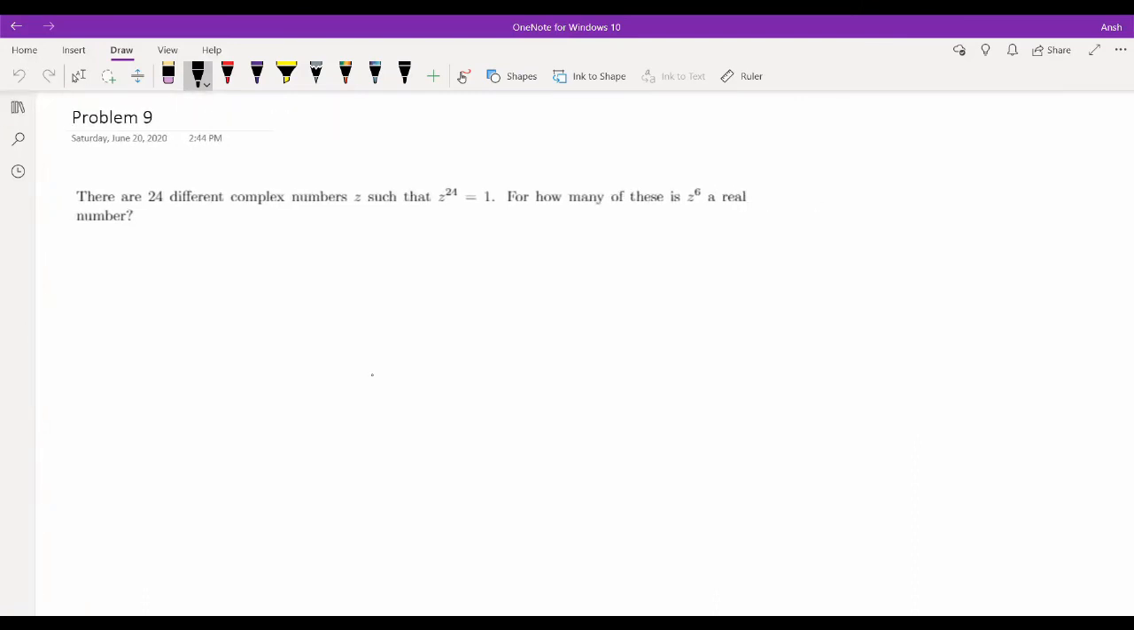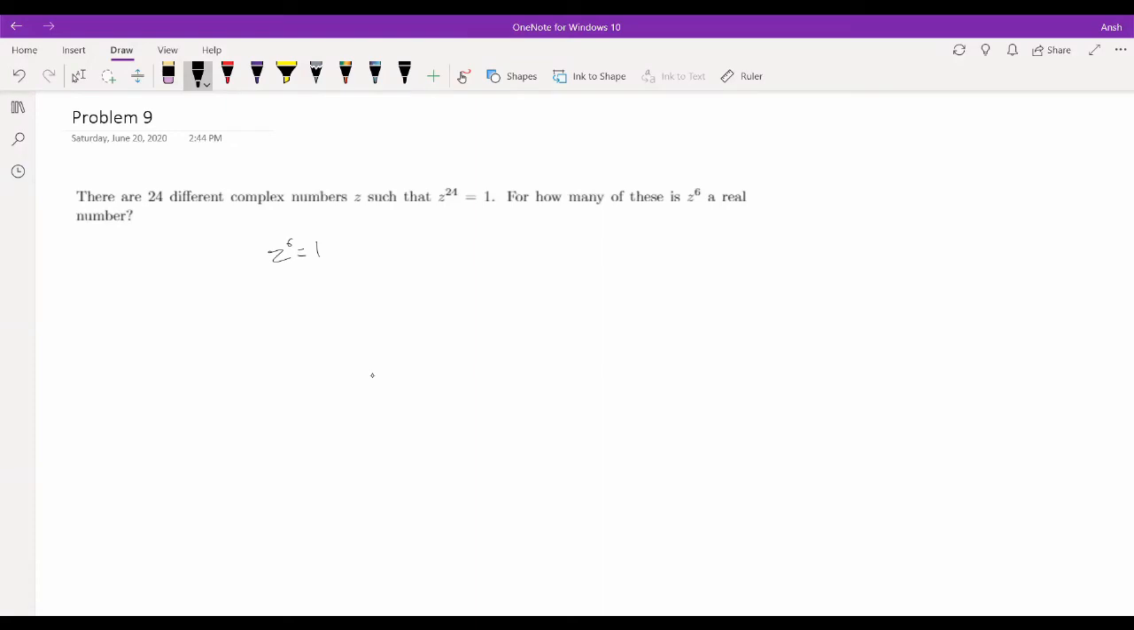Now, on to one more question that explores roots of unity. We have 24 different complex numbers z such that z to the 24th power is equal to 1. And we want to find out for how many of these is z to the 6th a real number. At first, this may seem easy. Out of the 24 roots of 1, only 6 of them can satisfy z to the 6th equals 1, since this is just a polynomial, right? So the answer is 6, right?